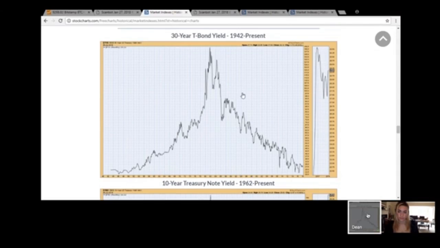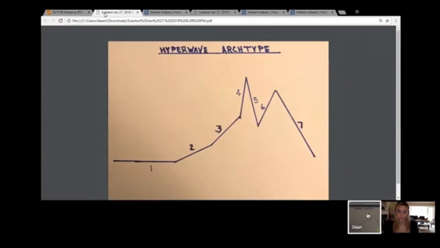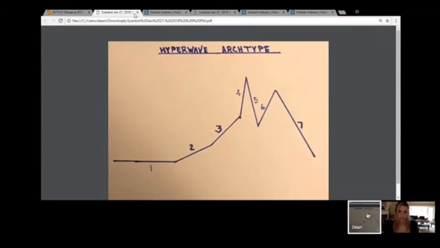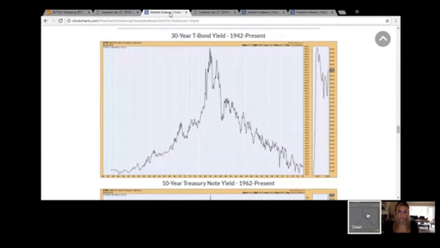It's the largest amplitude relative to its starting point, which was very close to 1.5%, running up to 14.5%. And then this 40-year drop right through today. But going back to the chart, here is what a hyperwave looks like with all 7 of its phases. And here is the 30-year T-bond yield, the hyperwave and the yield.